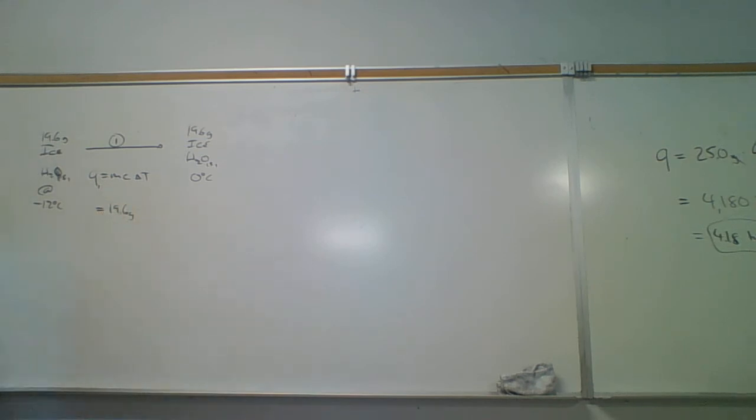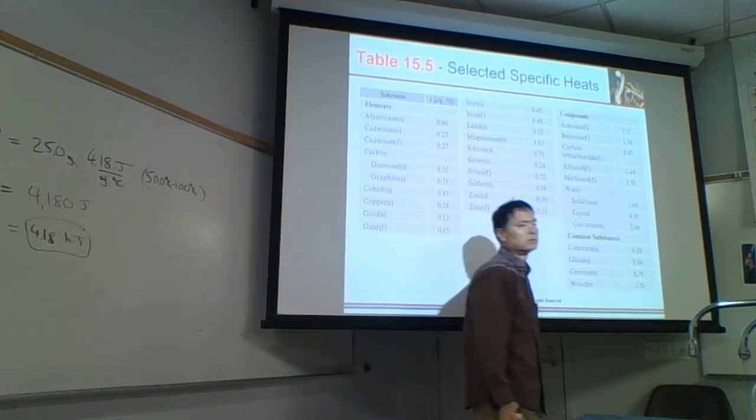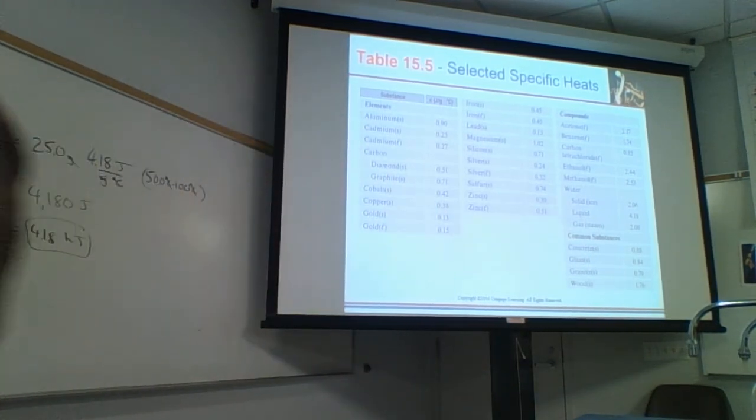C, we have to look that up in the table. And so what is the specific heat of ice? Go back to table 15.5. When we go back to 15.5, we see that the specific heat of ice is about half that of water, 2.06. So we're going to plug that in over here. So C is 2.06, the units are joules per gram degree C.